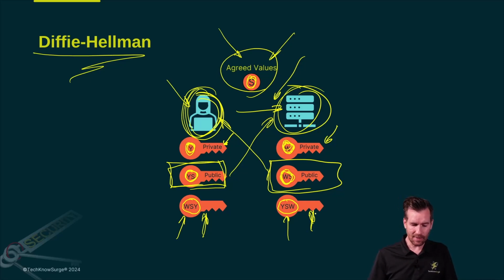No one else knows about it because no one else knows what they used to figure it out. And since no one else knows, now they both have the same private key that no one else has seen. And they can use this now to encrypt traffic back and forth.